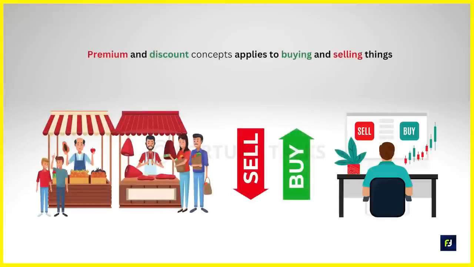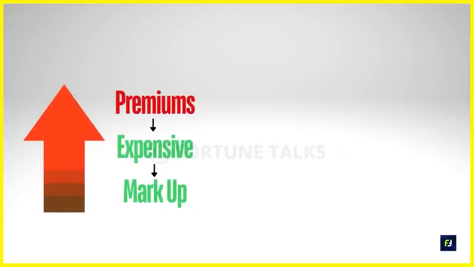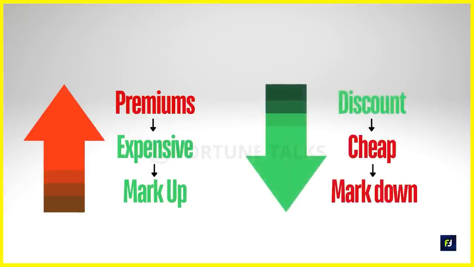Premium and discount are simple concepts that apply to buying and selling things. This includes buying and selling instruments in the stock market or the forex market. Premium means expensive or markup, and discount means cheap or marked down. This is a basic trading principle that can be used in any market, from consumer goods to securities traded through exchanges or even forex.